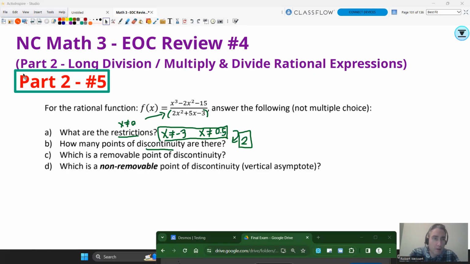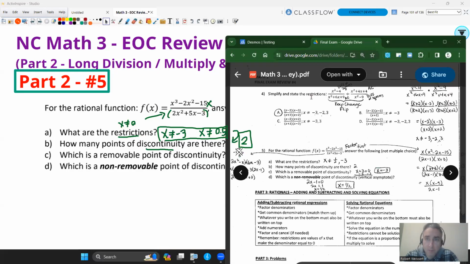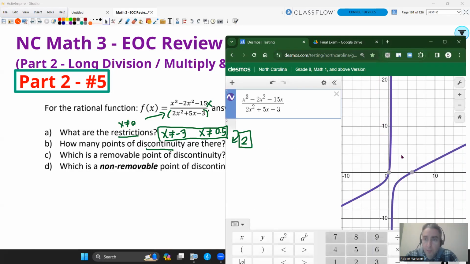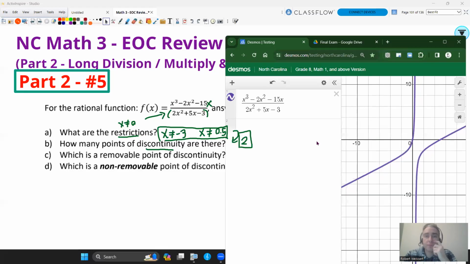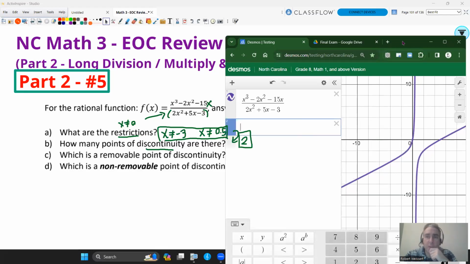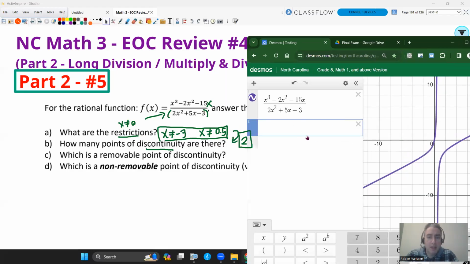Well, once again, we found another typo. I got to fix that. So that's going to be an x there. So the removable point of discontinuity, we can find that here. I'll show you. Let me just put that x back. It's kind of hard to see here, but I'm going to do an x equals so you can see the 2 points of discontinuity.